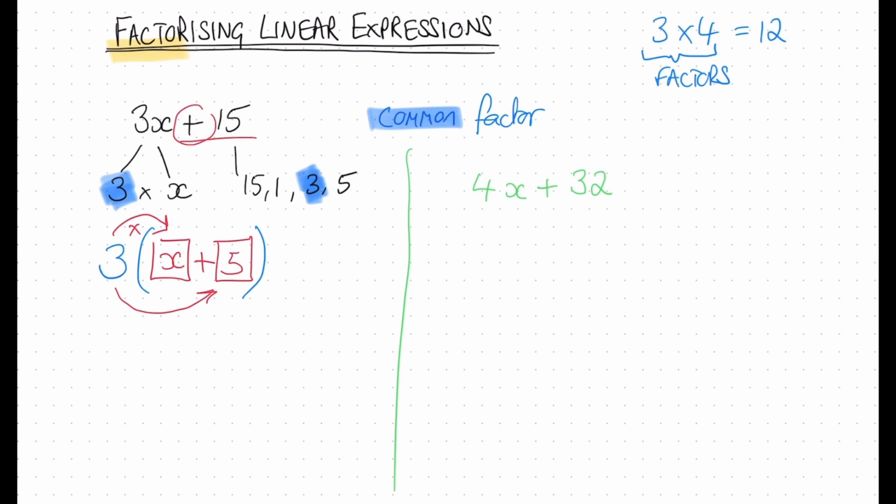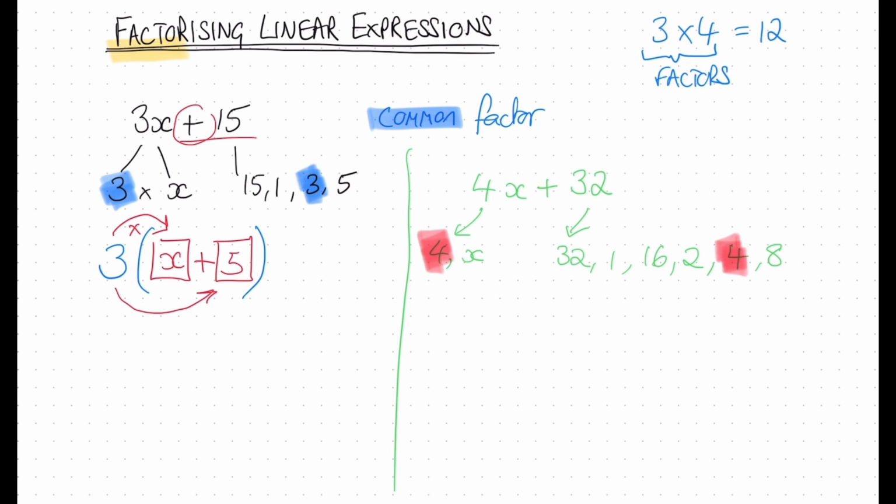So 4x is the same as saying 4 times by x. Now we've got 32. Now this one, there's lots more factors here. So we've got ourselves 32 and 1. We've got ourselves 16 and 2. And there's also 4 and 8. Again, if we look at the 4 and the x, obviously we've got a 4 and we've got an x. So we look for our highest common factor in both of these. And in this situation, it is 4.